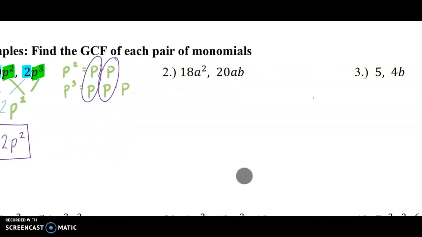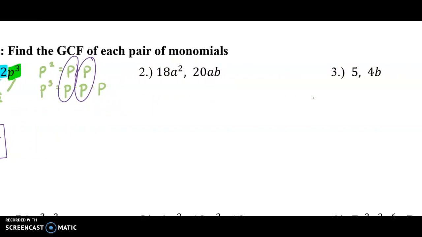Then let's look over here at number 2. Again, we look at the numbers first.